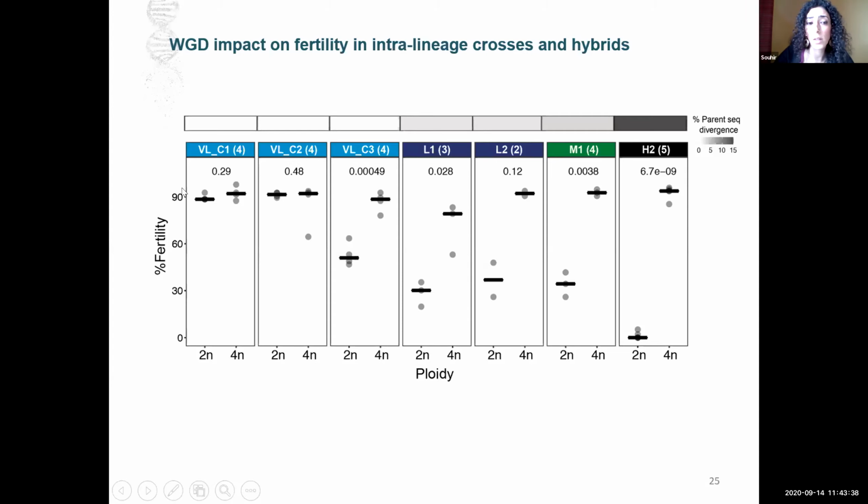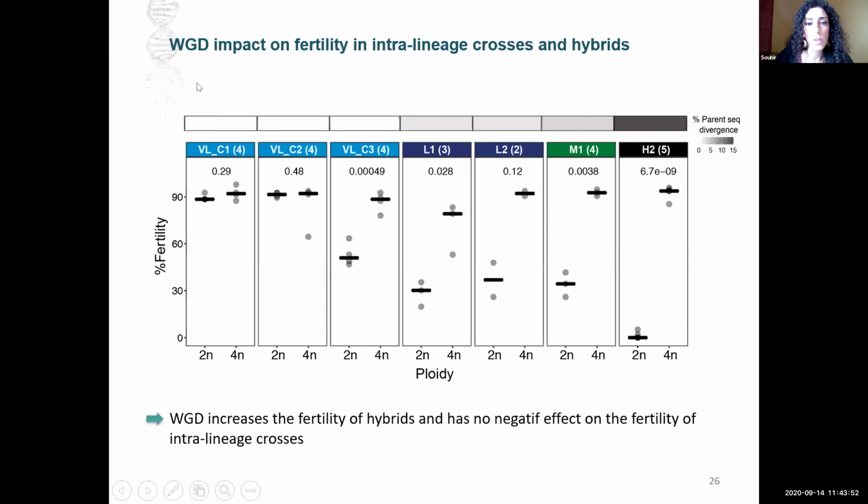And contrary to what Darlington hypothesized, we didn't see a difference between the fertility of tetraploids and diploids in intralineage crosses, VLC crosses. So our results show that whole genome duplication increases the fertility in hybrids and has no negative effect on the fertility of intralineage crosses.